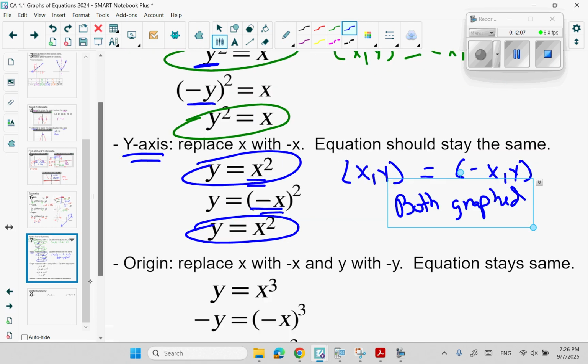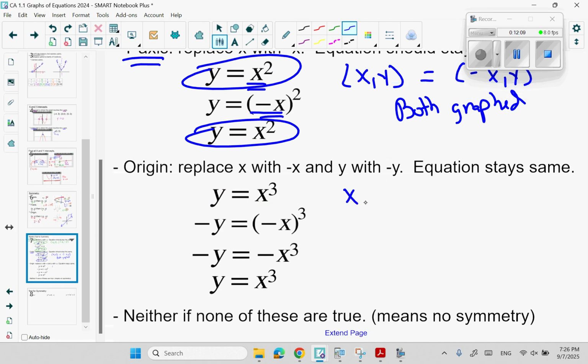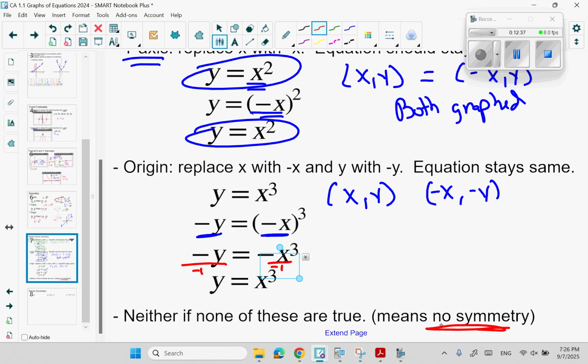And then the other one is origin symmetry, because you're going from x, y to negative x, negative y, you have to replace both. Both get replaced, and mathematically speaking, you end up with negative y equals negative x cubed. Well, you can divide by negative 1 on both sides, and you actually get back to where you started. Of course, if you can't do any of these things, there is no symmetry.